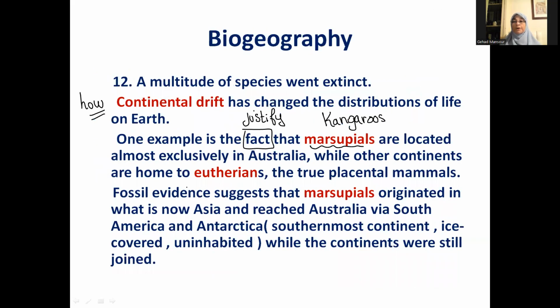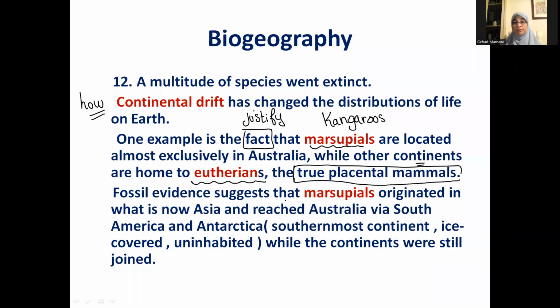Those marsupials are present only in Australia, whereas in other continents like Africa, like Europe, we have the eutherians, and the eutherians are true placental mammals, like, for example, cows, like buffaloes, like dogs, like cats. All these are true placental mammals. And the fossil evidence helped us understand why.